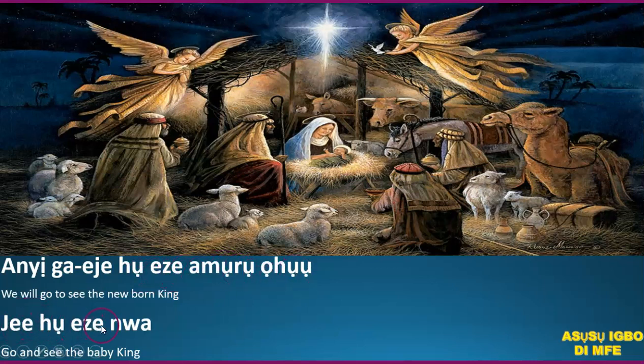Jee hụ eze nwa. All right? It means go and see the baby king. All right? So this Jehuezenwa flows like a chorus. Anyị ga-eje hụ eze amụrụ ọhụụ. Jehuezenwa. All right?